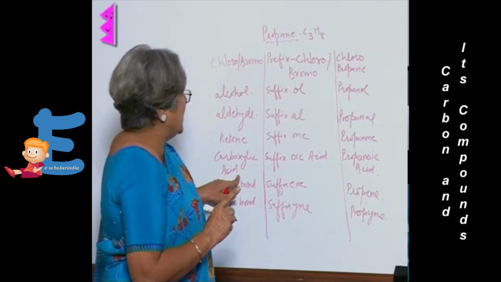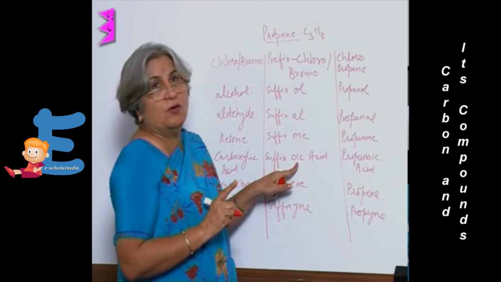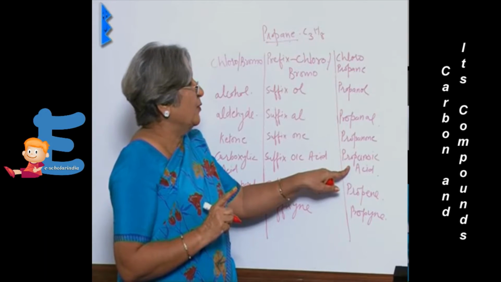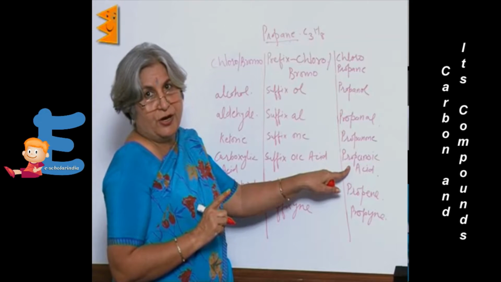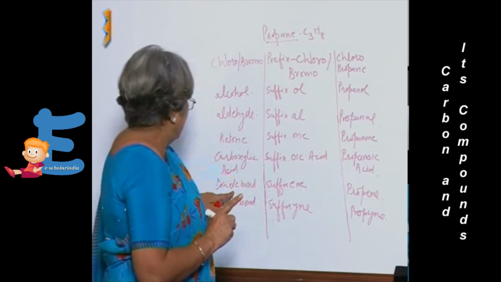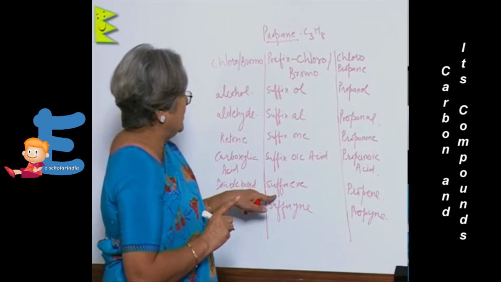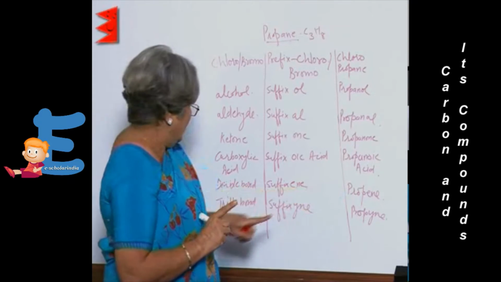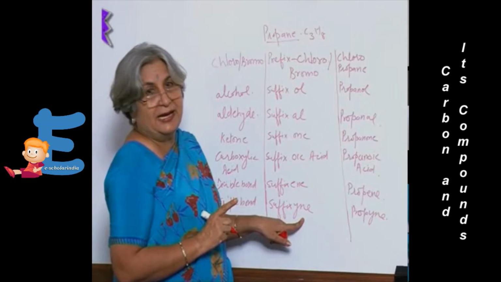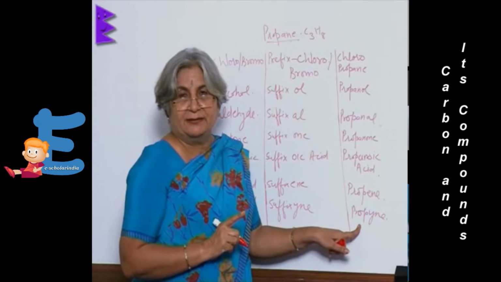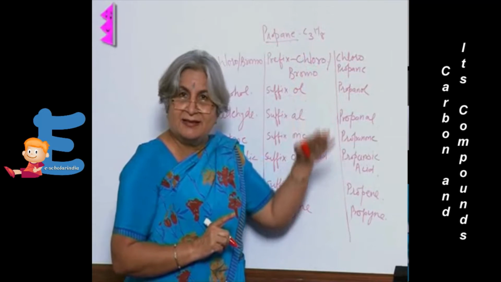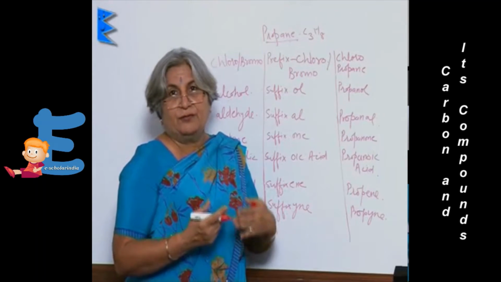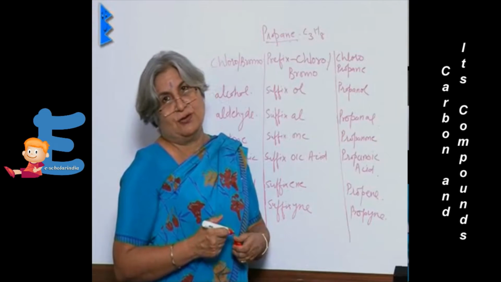If it is a carboxylic acid, then we will add OIC acid. So it will be propanoic acid. If there is a double bond, then the suffix will be ENE. So it will become propene. If it is a triple bond, then YNE. So it will be propyne. So like this, the names will change. It can be ethyne, ethene, butene, butane, and so on.